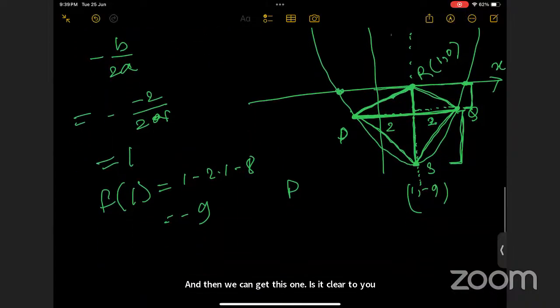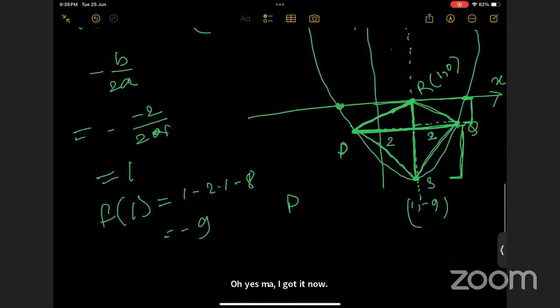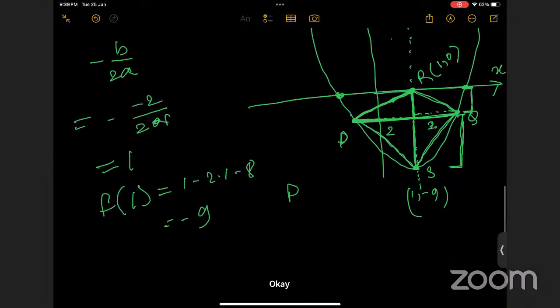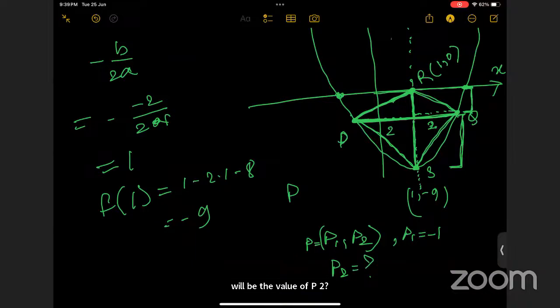Yes, ma'am, I got it now. Can you do that with me? Okay, ma'am. So this is 1 and 2 in unit 1. The x coordinate will be -1. So P1 equals -1 we already have. So what will be the value of P2? Can you solve it and tell me?